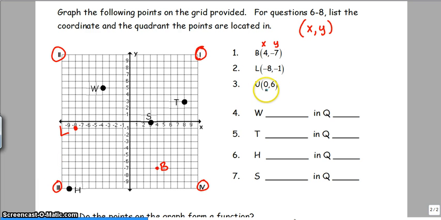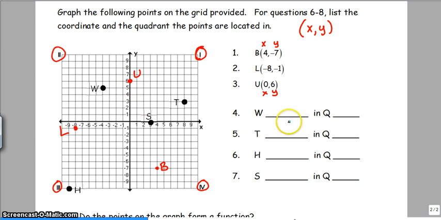These can be the trickiest ones. When x is 0, that means I don't go anywhere left and right. So I don't go left or right at all, I stay right here. In this case, y is +6. The second number is your y. That always tells you how much you move up and down. It's positive, so I'll go up 6. And I'll plot the point and label it U.